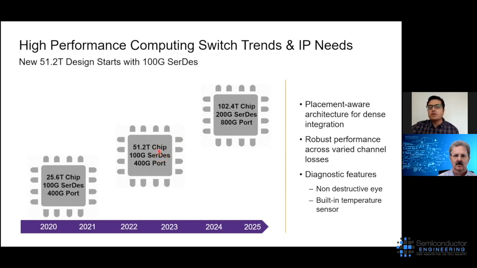Second, these kinds of switches interoperate with multiple channels. This could be placed very close to pluggable optics. This could be placed with a copper backplane channel. So the performance of the SerDes across channels needs to be uniform, and it should be power optimized. So there's a requirement that the SerDes works in a best-in-class way across the channels.